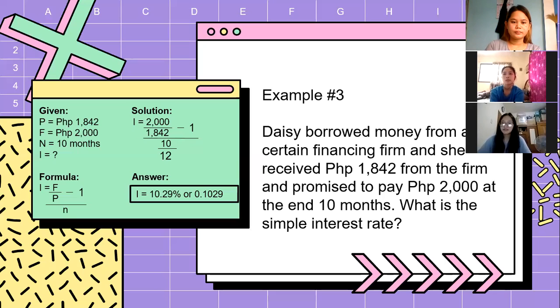Meron tayong formula dito na derived na nandito. And to solve that, ay makakakuha tayo ng answer or interest rate na 10.29%.